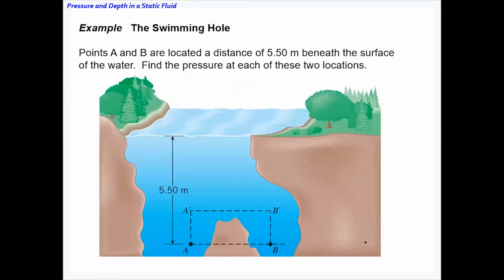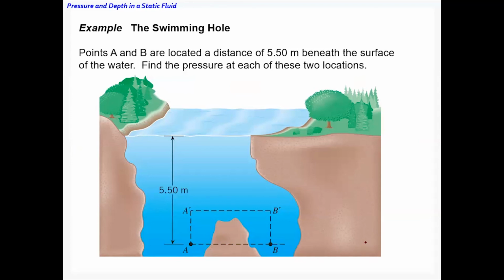All right, let's do one problem then. There is a swimming hole. Points A and B are located at a distance of 5.5 meters beneath the surface of water. Find the pressure at each of these two locations.